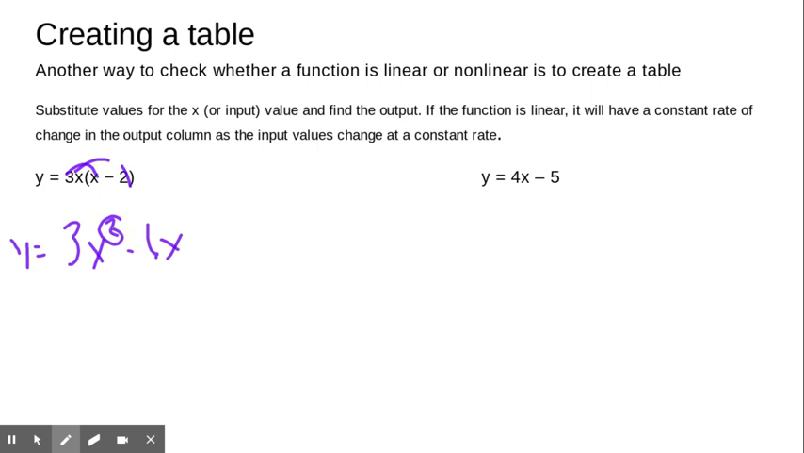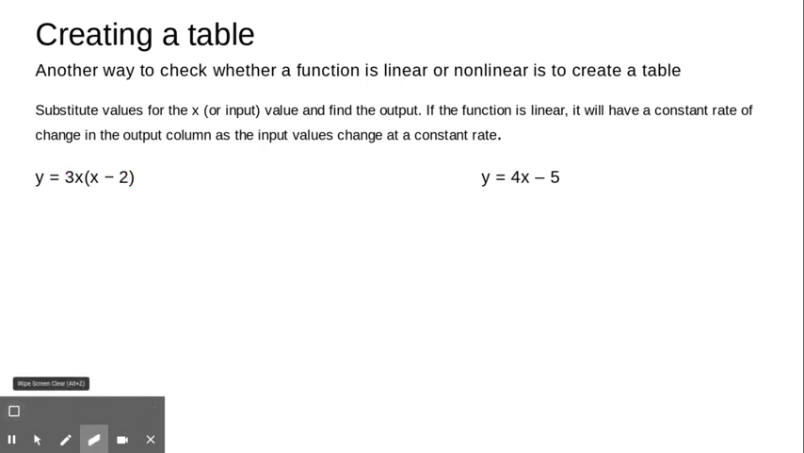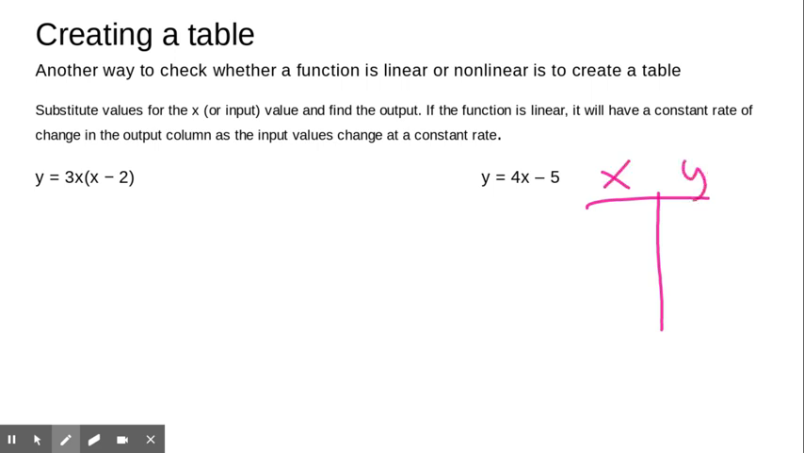Okay. This next one, I look at it, it's written in y equals mx plus b form, so this would be considered a linear function. But just for this sake, we can pretend that I didn't realize that, and then I could create a table. So my table, I'm going to put an x and a y, and again, I'm going to pick 1, 2, and 3, and I'm going to plug that in.